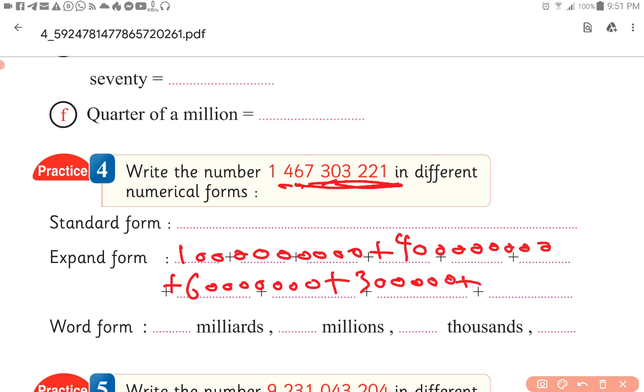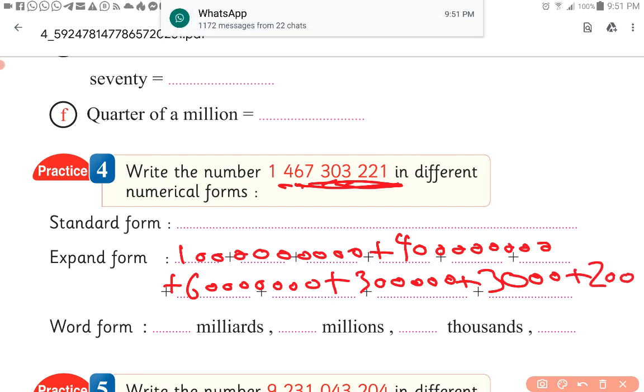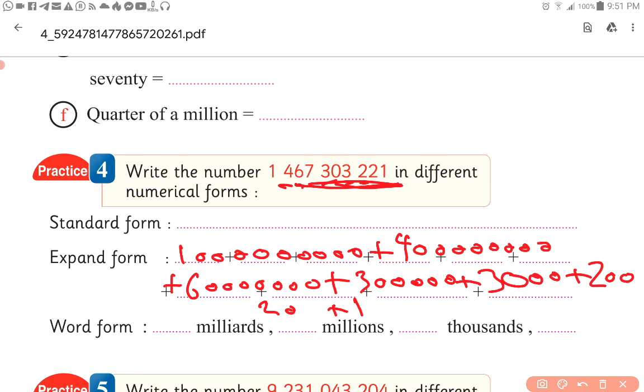Then 0. Don't write 0. Then 3. After the 3 you get 3 zeros. Then 2, you get 200. Then another 2, 20. Then 1. To write it in word form, separate the number, each 3 digits in a group. 1,467,303,221.